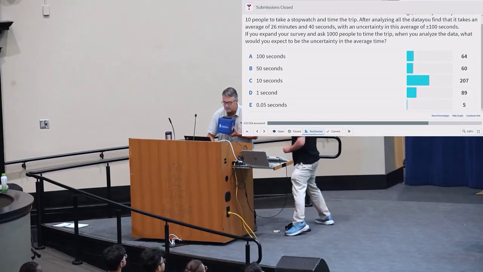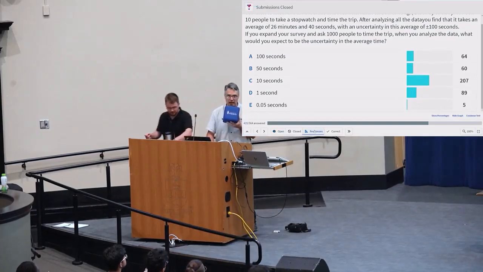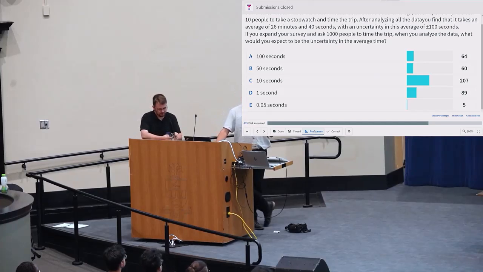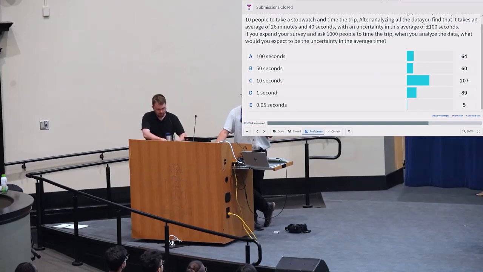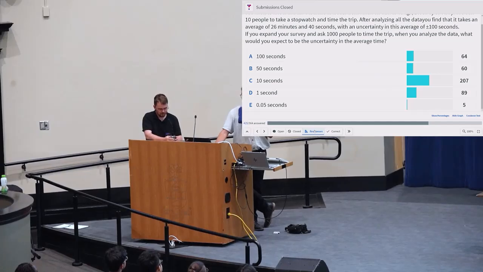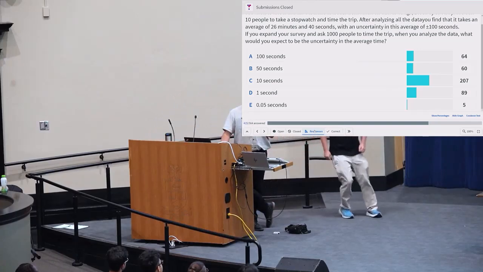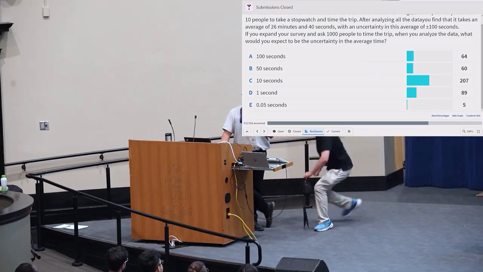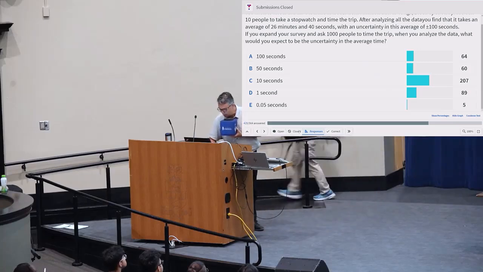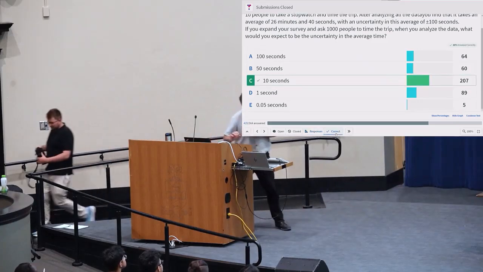Responses. A lot of people are saying 10 seconds, and that's sort of my idea. It's like you're doing that measurement of 10 people, but you're doing it 100 times, and then you're going to take an average of those 100 times. So your uncertainty in the mean should decrease the uncertainty of one of those 10-person measurements by a factor of the square root of 100. So you should get 10 times better uncertainty. So I liked that number.